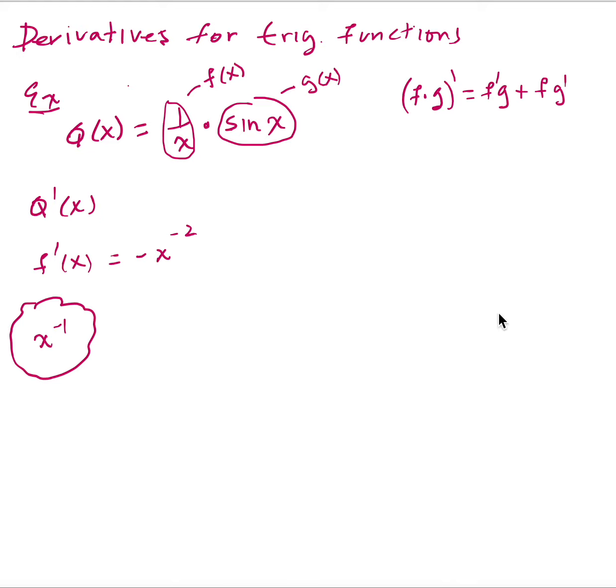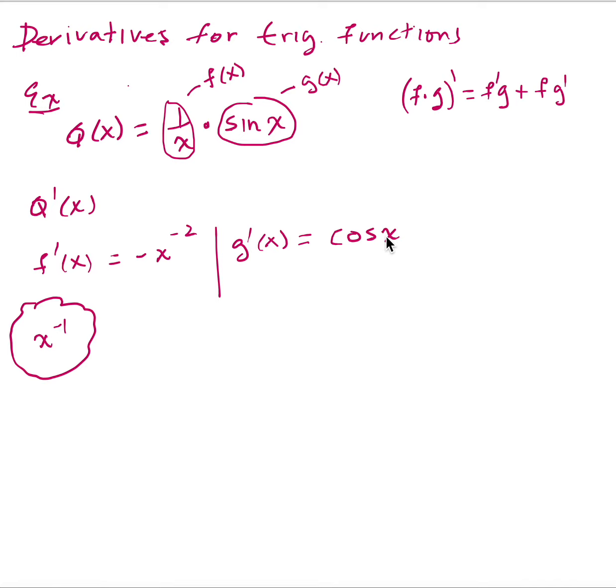Now let's find out what g prime of x is. Well, in this case, it's easy, right? Because we have a table. We have some definitions. We have the derivative of at least a couple of these trigonometric functions, which sine of x is included. So just by looking at the table, we know that this is cosine of x. Okay?